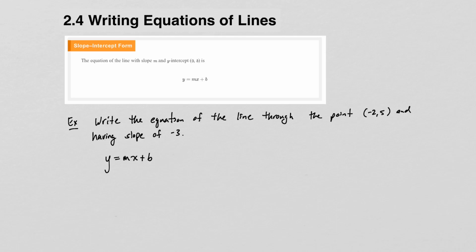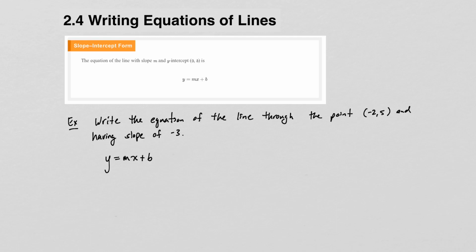Okay, next up we're going to move on to the next section, which is writing equations of lines. And first up in this section, we're going to talk about the slope-intercept form of a line, which I'm pretty sure most of you have probably heard of before. The equation of a line with a slope equal to m and a y-intercept that is the point (0, b) is written as y equals mx plus b.